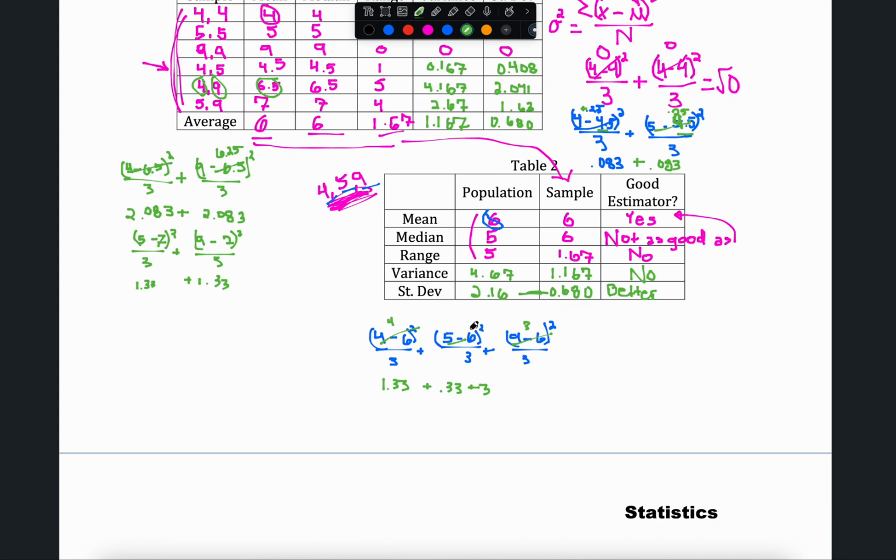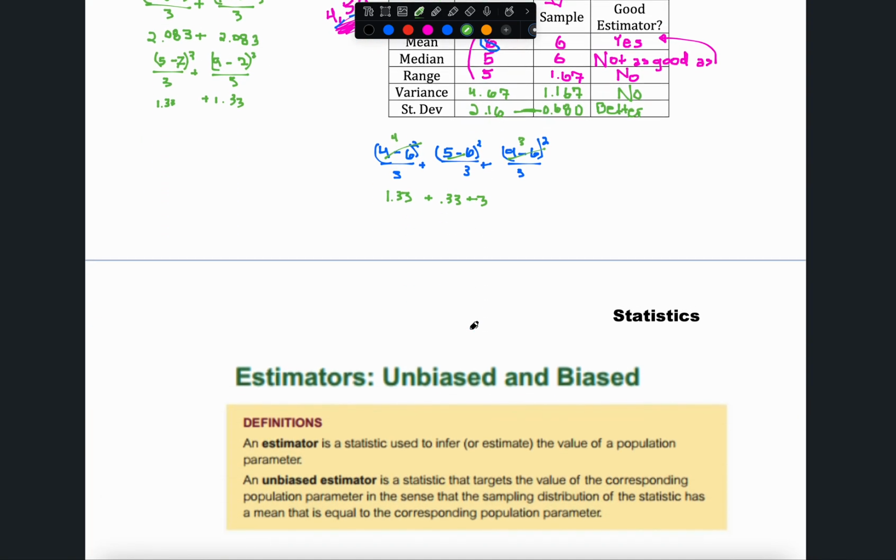So in section 6.3, we're trying to compare the two to say, do they even give us good results if we were to try to take shortcuts using the sample? So that's what this is all about.